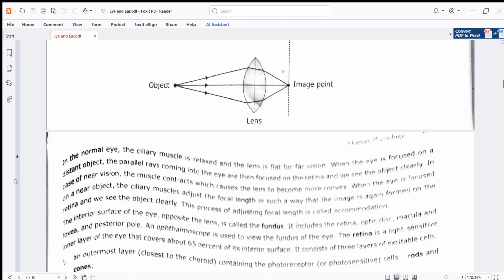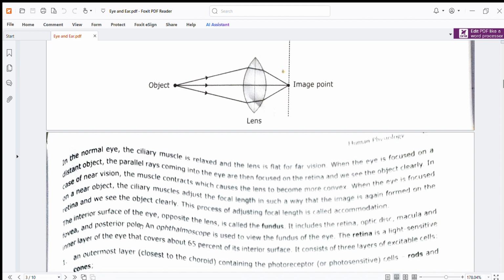In case of near vision, the muscle contracts, which causes the lens to become more convex. When the eye is focused on a near object, the ciliary muscle adjusts the focal length in such a way that the image is again formed on the retina and we see the object clearly. This process of adjusting focal length is called accommodation.